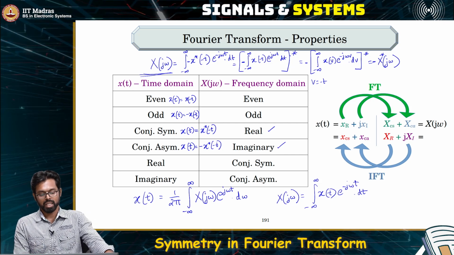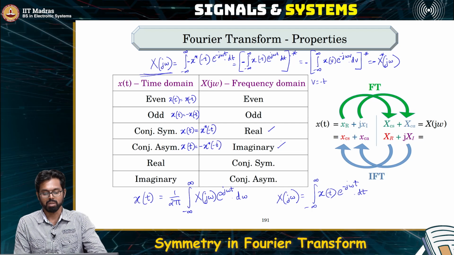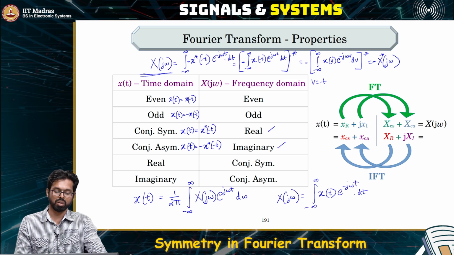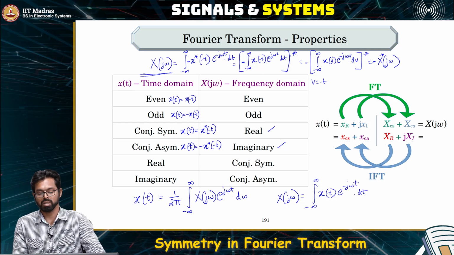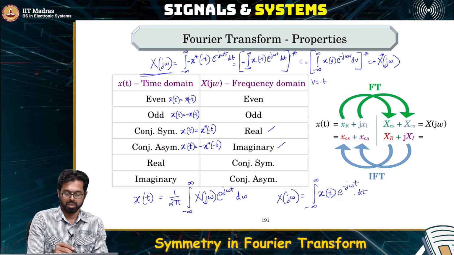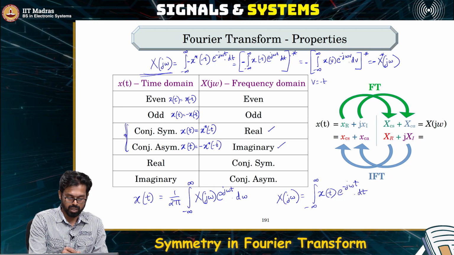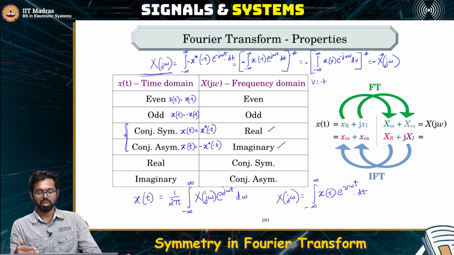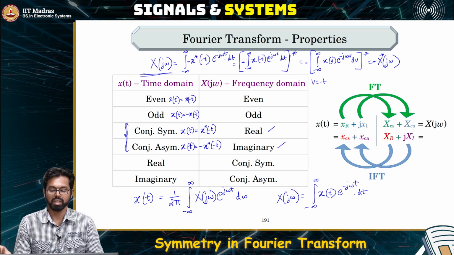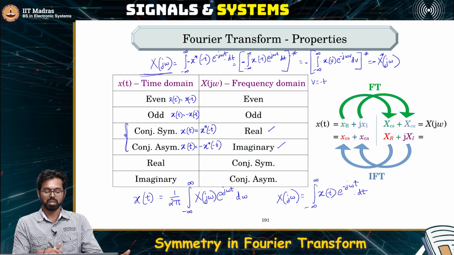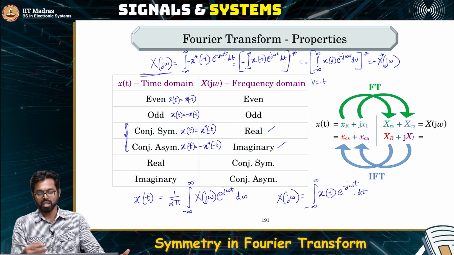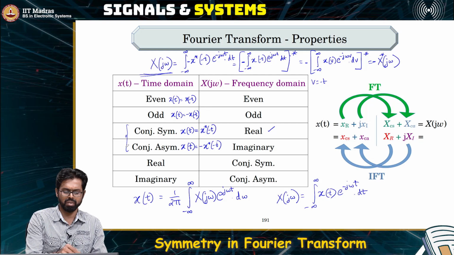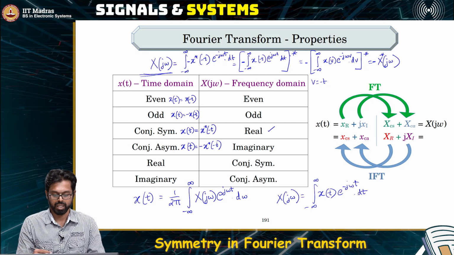So whenever the signal is in time domain conjugate symmetric, then the spectrum is completely real, and whenever in time domain it is a conjugate asymmetric signal, then the spectrum is completely imaginary. So keep this in mind. So these are complex signals, right? So whenever you have a complex conjugate symmetric signal, even though the time domain signal is complex, the spectrum can be completely real, or if in the time domain it is completely conjugate asymmetric complex, then the frequency domain is purely imaginary. This is once again very similar to what we saw in the Fourier series case.